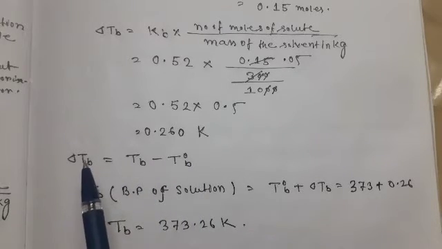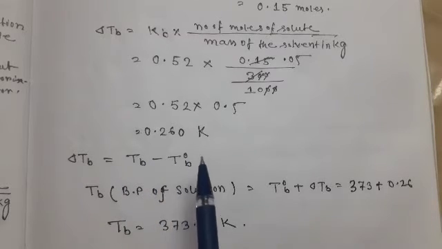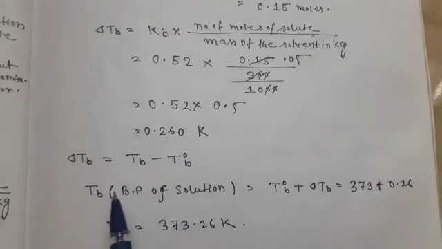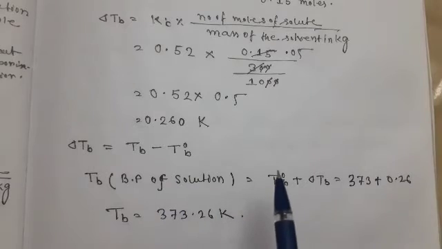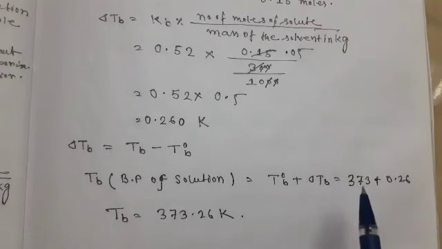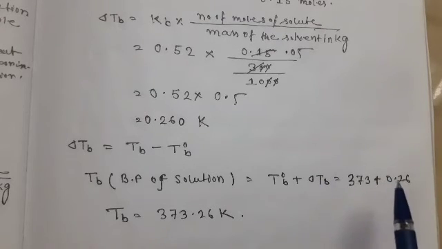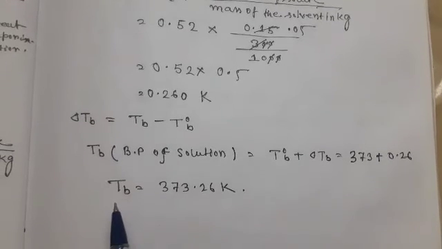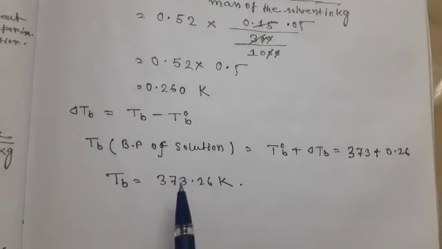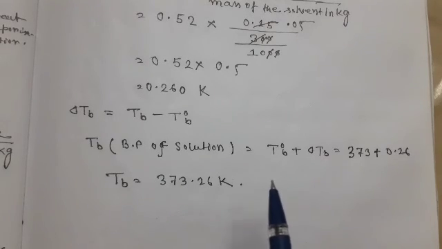We know that delta Tb is equal to Tb minus T0b. Here delta Tb is the elevation in boiling point, Tb is the boiling point of the solution, T0b is the boiling point of pure solvent. Now Tb is equal to T0b plus delta Tb. Here T0b is 373 Kelvin plus delta Tb, that is 0.26. After calculation we get Tb, the boiling point of the solution, that is 373.26 Kelvin. Today's discussion up to here.